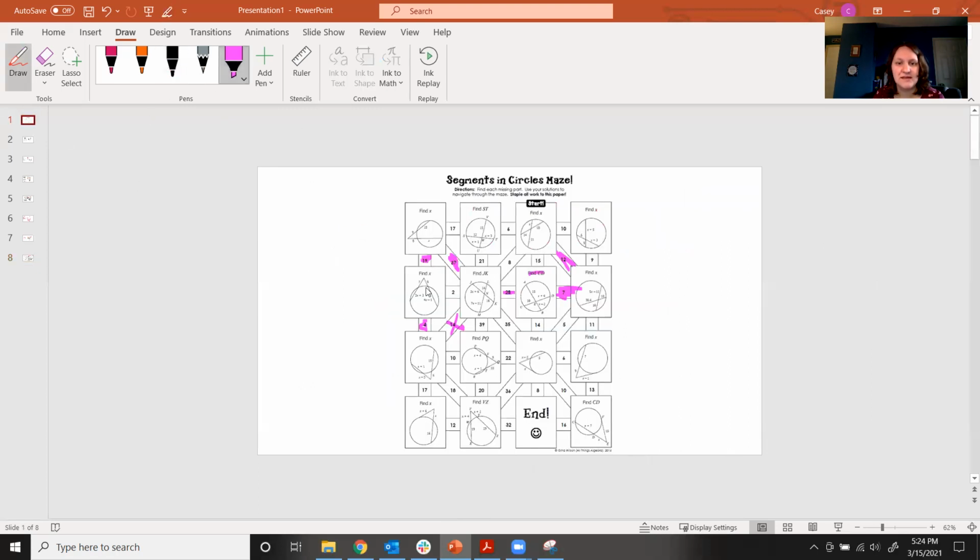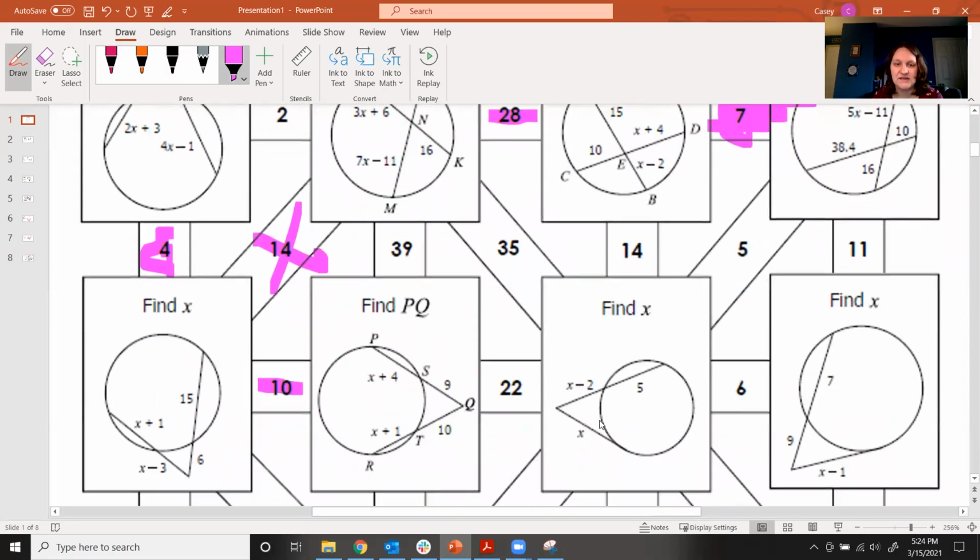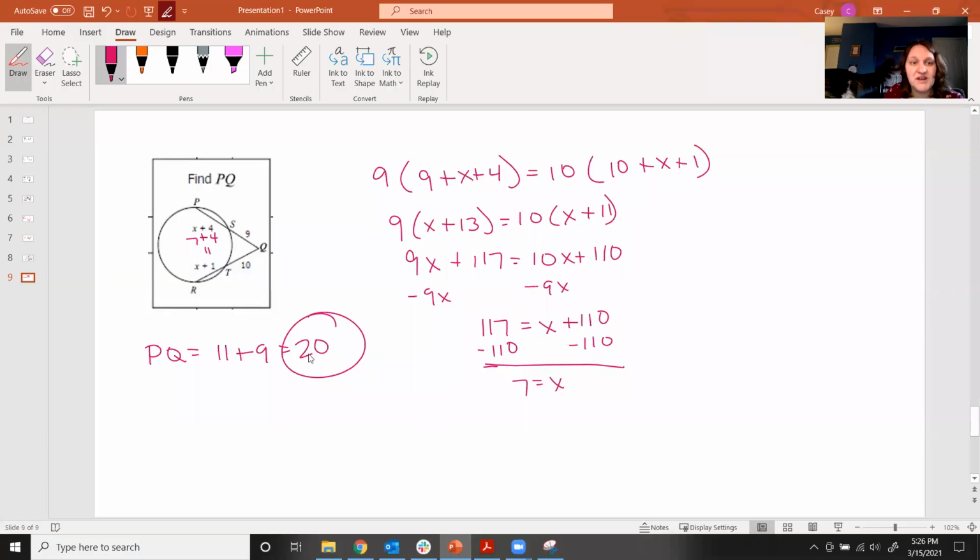Going back to our maze, we are following this path. Okay, so let's look to see what we're doing. Finding the length of PQ. Try that now. Try finding the length of PQ. So your answer, you should get PQ equals 20. Did you get 20? If not, let's check what we did.